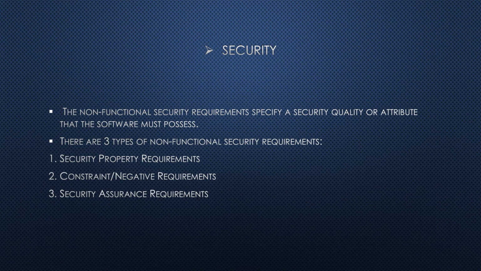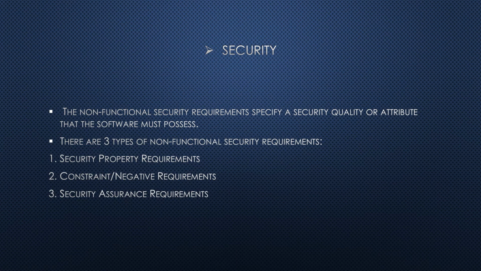Security. The non-functional security requirements specify a security quality or attribute that software must possess. There are three types of non-functional security requirements. First, security property requirements. The security property requirements specify the properties that software must exhibit. Second, constraint or negative requirements. Constraint or negative requirements place constraints on software functions in order to minimize the likelihood of non-secure software behaviors, usually in terms of things to be avoided or prevented.